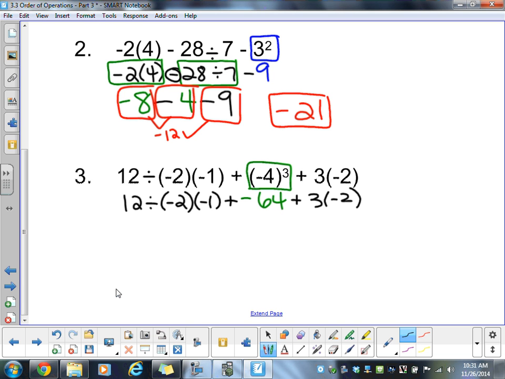So we did the exponent step. Check that off. Let's move to the multiplication and division step. All right, we have this division and multiplication combo here. I'm only going to do this first step, okay, and then I'll eliminate the first piece of that multiplication and division step. Simplify it a little bit. So I have a positive divided by a negative. So I know that's going to give me a negative answer, so that's a negative 6. I'm just going to write down the rest of this.